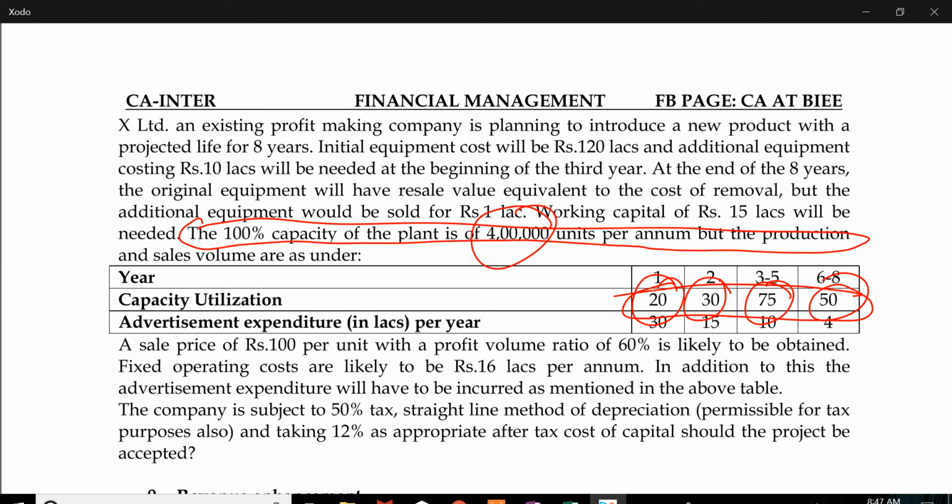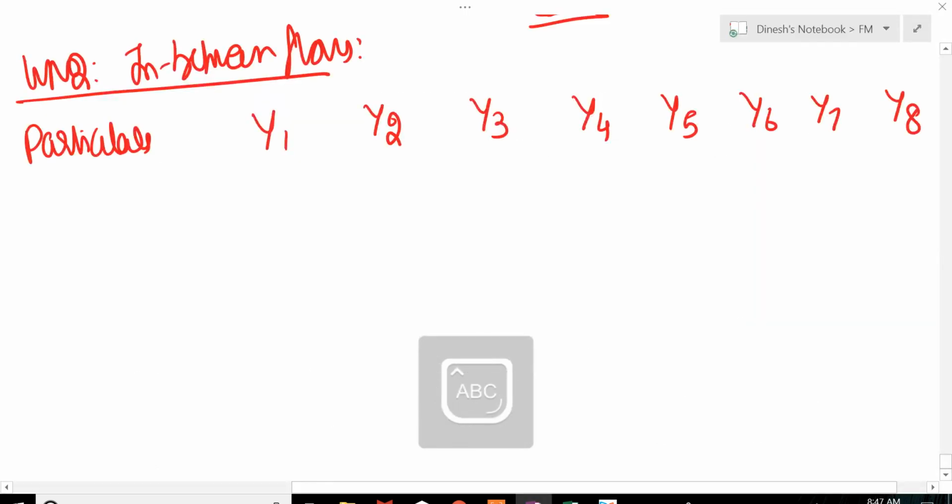So this problem will start with revenues. Some problems we start with PBDT, PBT, PAT. This problem we are going to start with revenues. In revenues also I'll first start with unit sold and then write revenues. So one thing you'll have to do in the right hand side: whenever you solve a problem in lakhs, thousands, on the working note in the right hand side you'll have to write in lakhs. Now start with units sold.